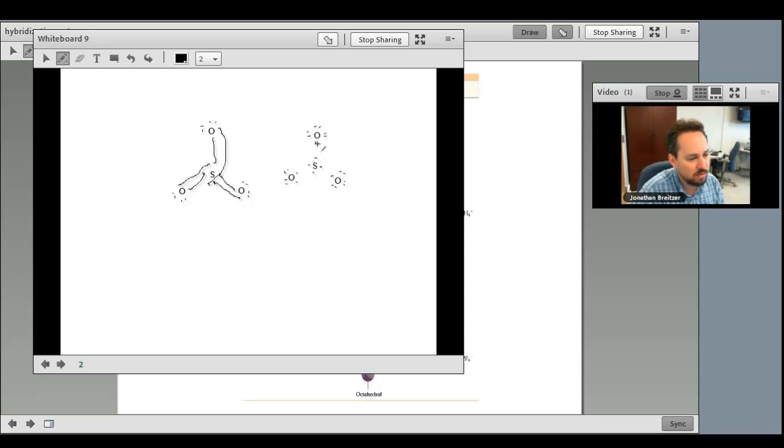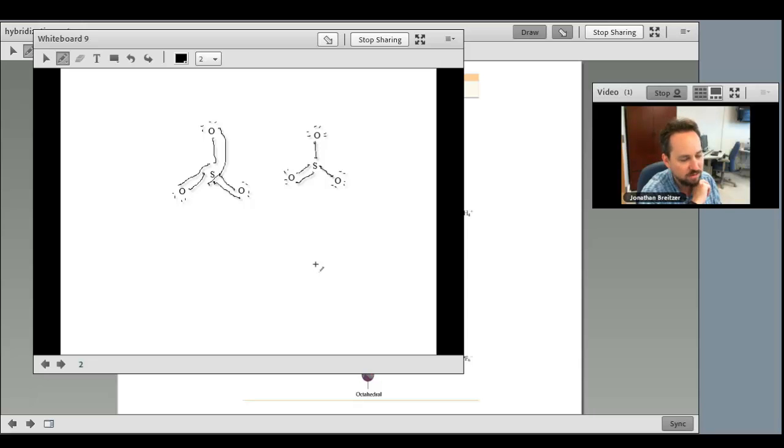Now I'll go ahead and pair up the single dots here, here, here, and here. And you notice that I didn't have to split up any pairs on the sulfur. There were no pairs. So that means that I did not violate the octet rule. The octet rule was followed. So does sulfur trioxide follow the octet rule or not? It depends on how you draw it.